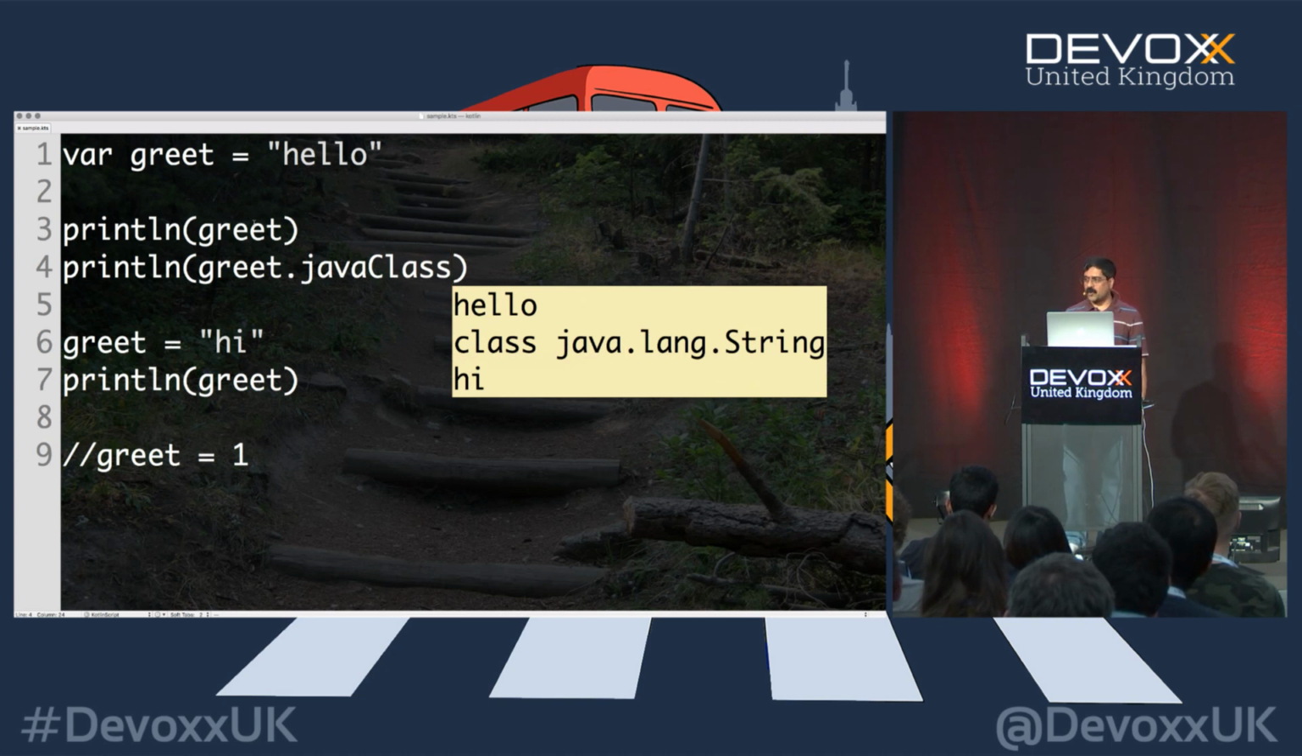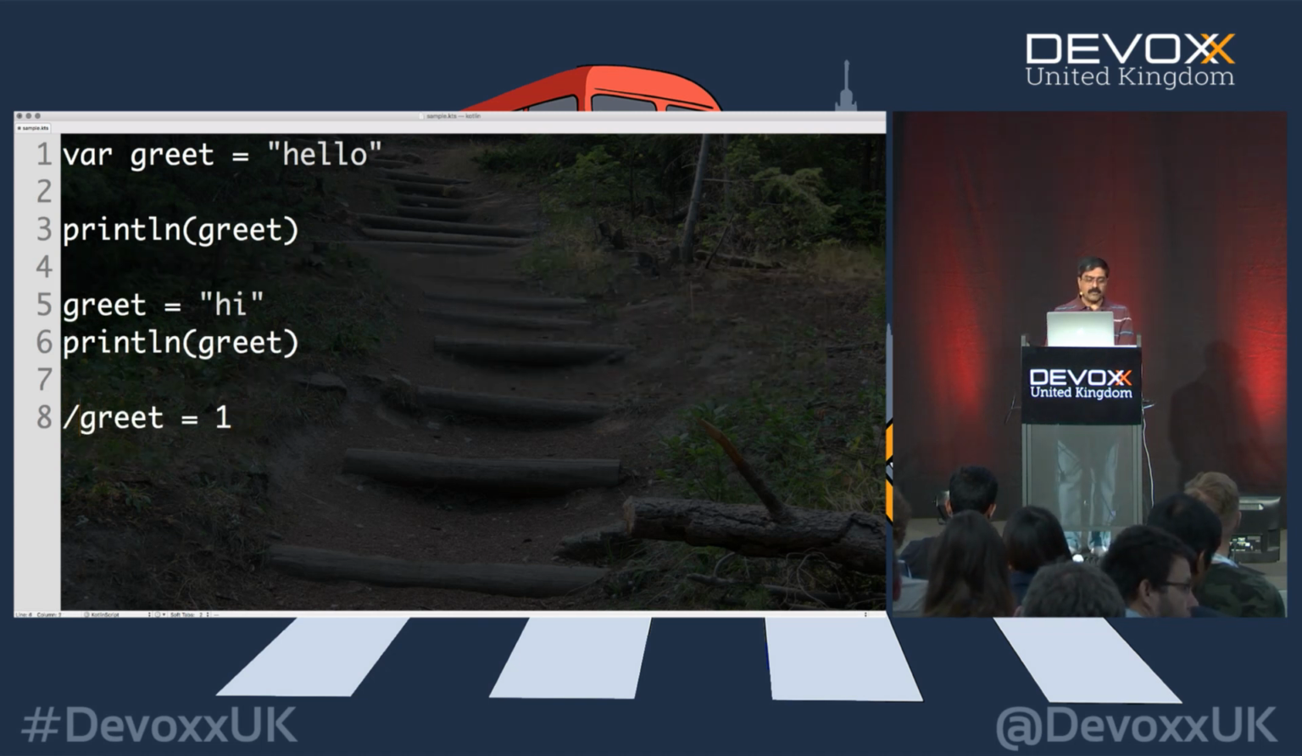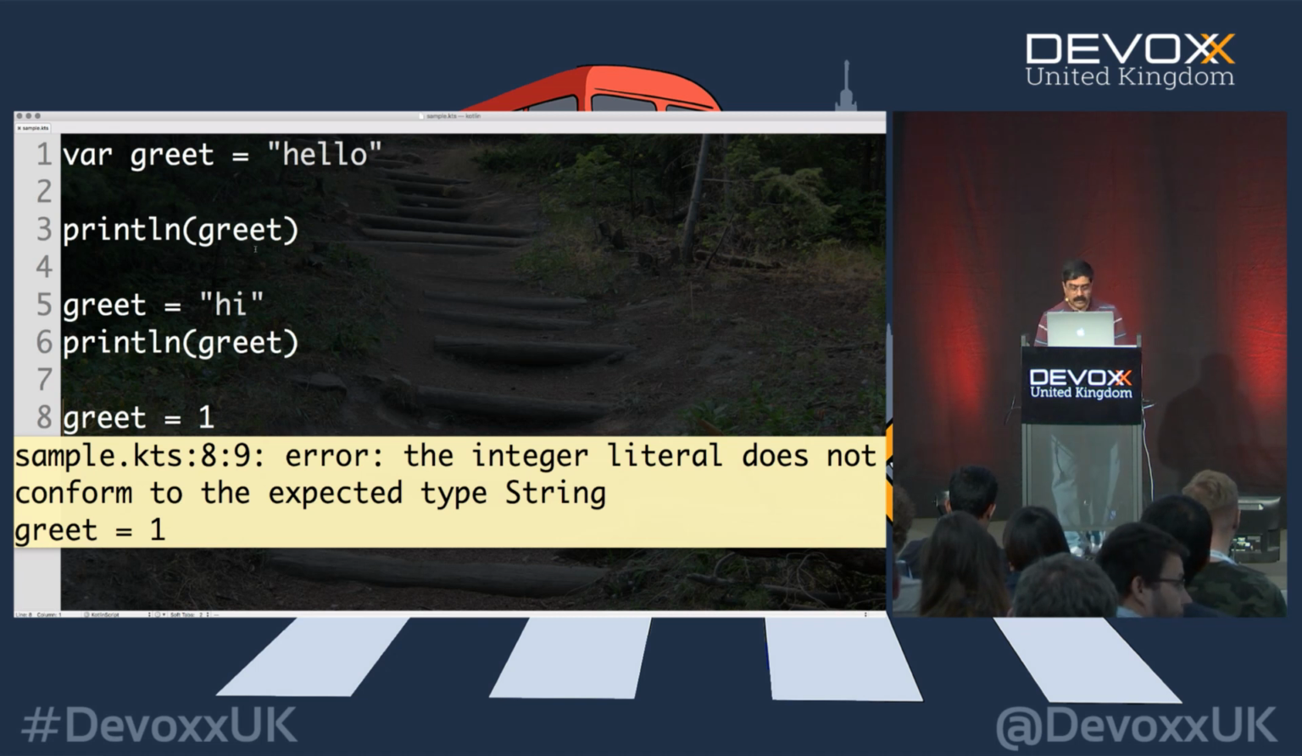And the greet, of course, is pointing to an object of string, but it's holding on to a variable of type string too. But how do I prove that in this case? Well, very simple. Try to assign a value of 1 to it. You'll get the same compilation error that you got a few minutes ago because you're not allowed to assign a number to a type string. So the type is inferred at compile time. That's type inference right there.